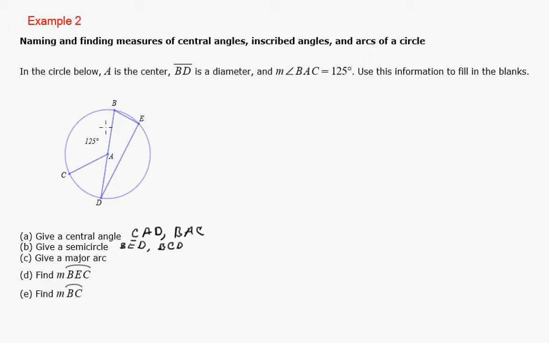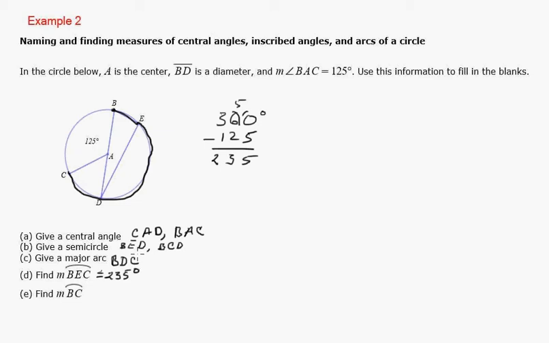Give a major arc. If we start here, we have to go all the way to D, and then a little further, because it's got to be greater than 180. So I'm going to say B to D to C. Lastly, almost, find the measure of arc BEC. All the way around to here. We know that a circle has 360 degrees, and since this is 125, we can just subtract that off. So I get 235 degrees from B all the way around to C.